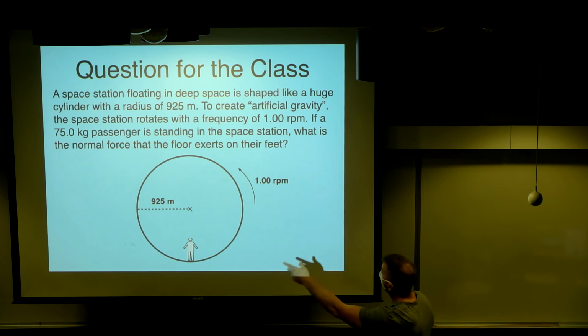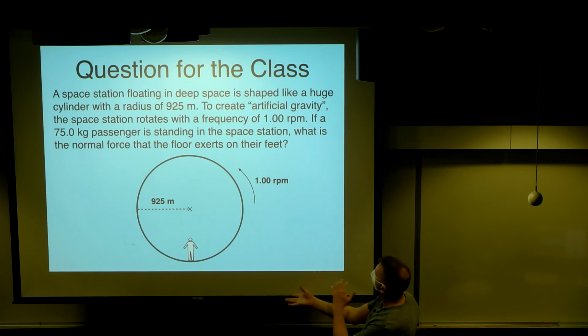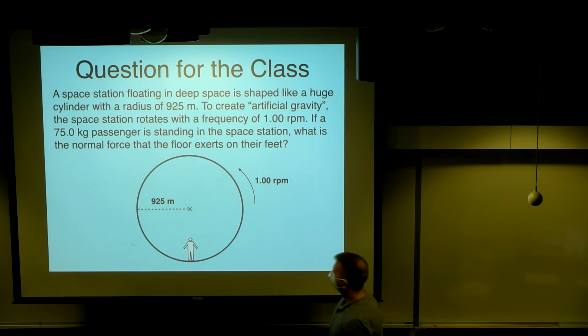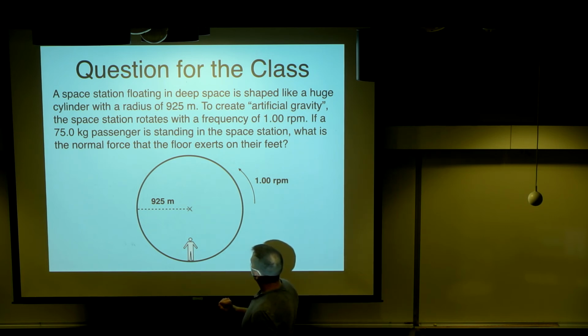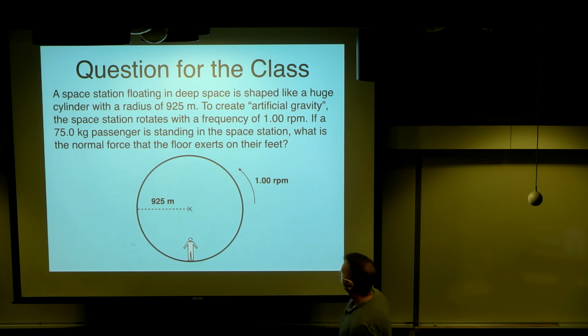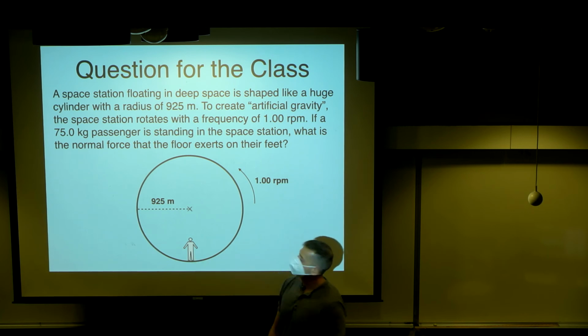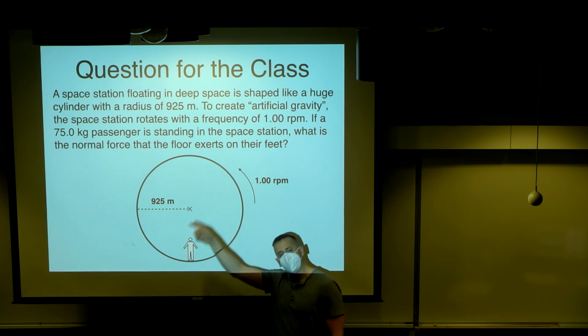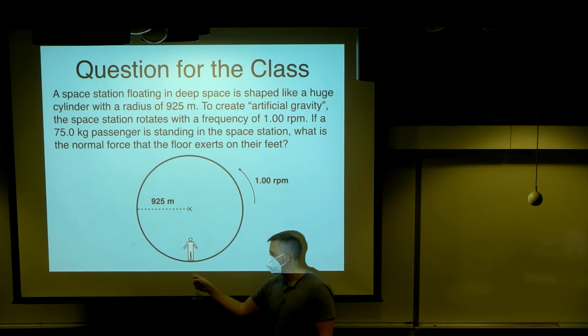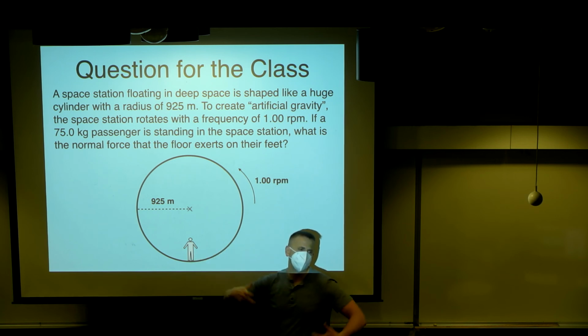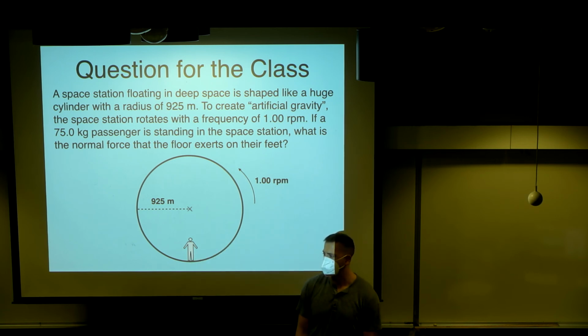So let's say that the space station is rotating at 1 RPM. That's the frequency that it rotates. Let's imagine that you're a passenger on the space station, standing on the floor here, and your mass is 75 kilograms. What is the normal force that the floor is going to exert on your feet? What I'm going to show you is that because the space station is rotating in this way, the floor is pushing up on your feet, which creates the sensation of weight, just as if there were real gravity. So let's figure out what that normal force is.